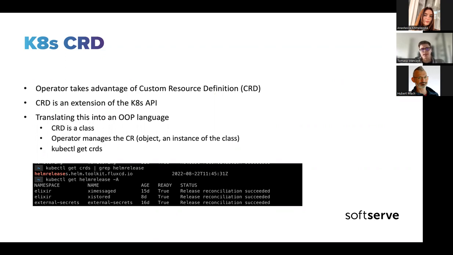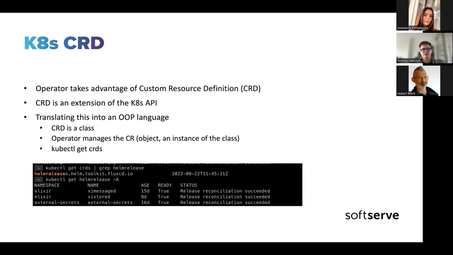Translating this into an object-oriented programming language, CRD is some kind of class. And if you want to create an instance of this class, you simply create a custom resource. That's an object of a custom resource definition. And most likely you haven't known that, or if you are experienced with Kubernetes, you know that already. The objects that are not strictly defined like the basic classes are custom resources. And here we've got an image that presents this kind of CRD.